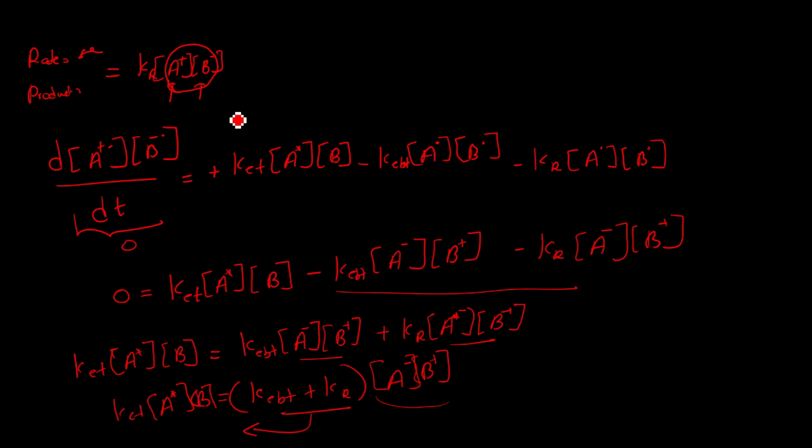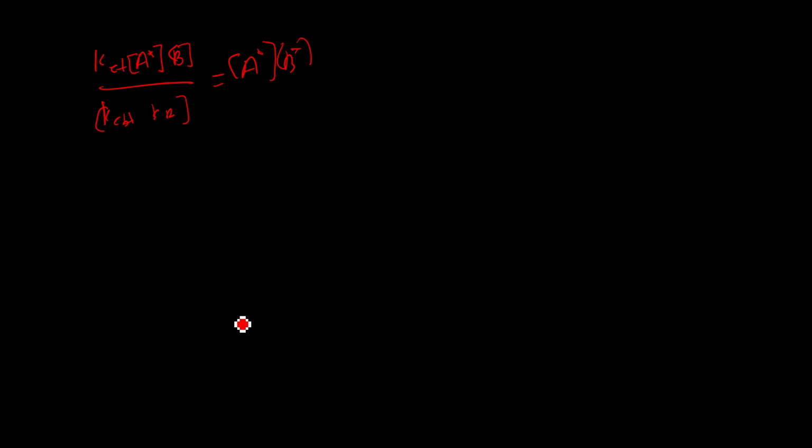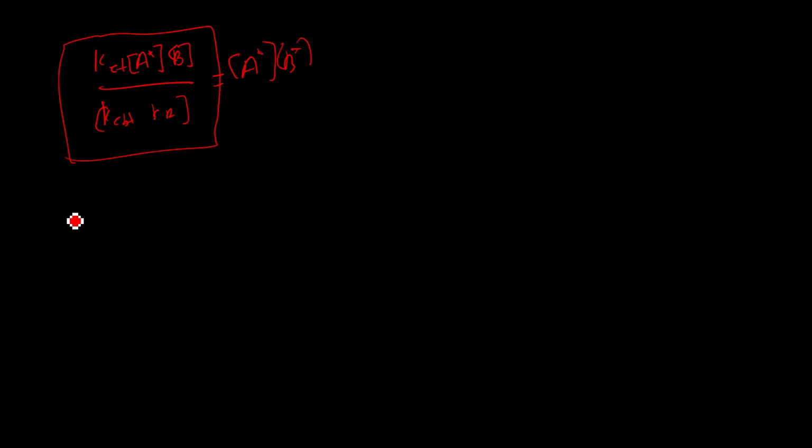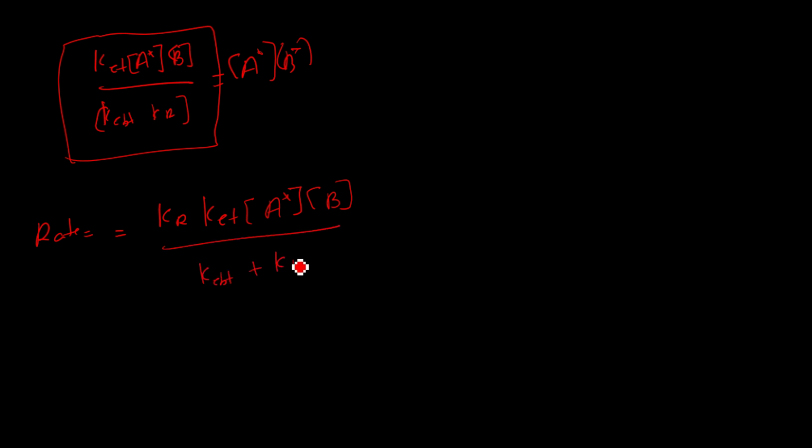Now here we have the rate expression for our desired step. So what you need is to substitute this expression in here. Now after the substitution, let's substitute it. Rate equals k_R k_ET, A star, B over (k_EBT plus k_R). Now another problem arises, right?